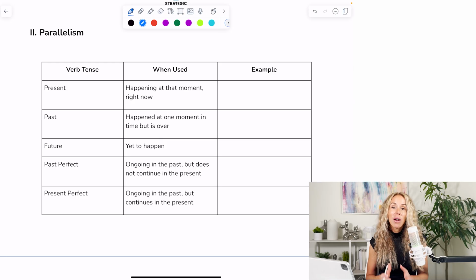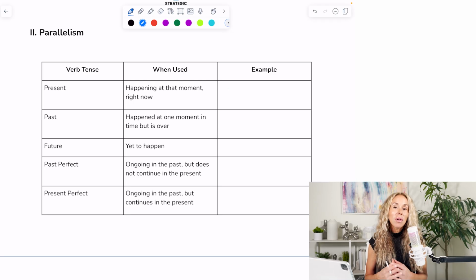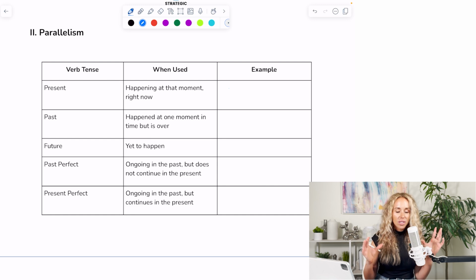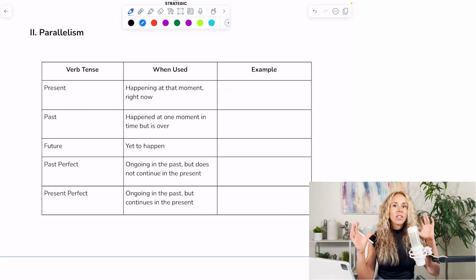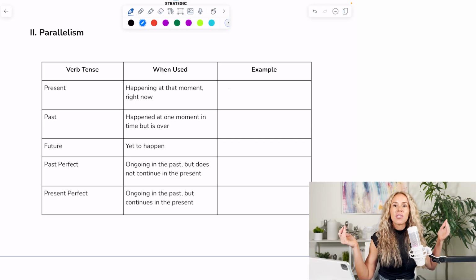All right, now let's talk parallelism. So if that pronoun trick does not hold and there's no variation in singular and plural, you're probably on a parallelism question. Parallelism essentially requires you to understand the different verb tenses and how they're used, and then to recognize in the text what verb tense they're already written in, and make sure yours matches that.